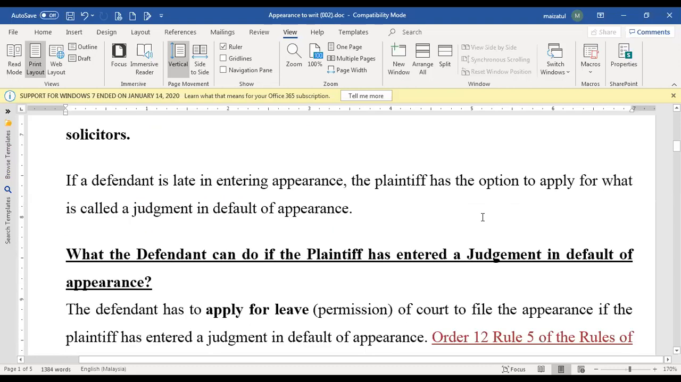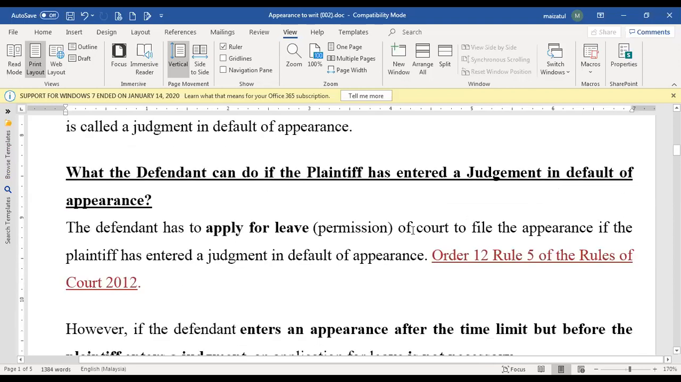Okay, what happens if the defendant is late in entering appearance? The plaintiff has the option to apply for what is called a judgment in default. In short, we always call it JID. So what happens if the JID has already been entered against the defendant? What can the defendant do if the plaintiff has entered a JID?